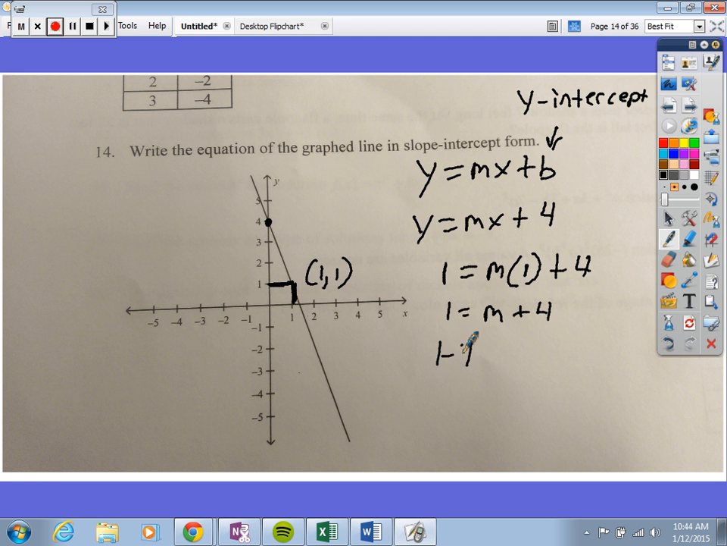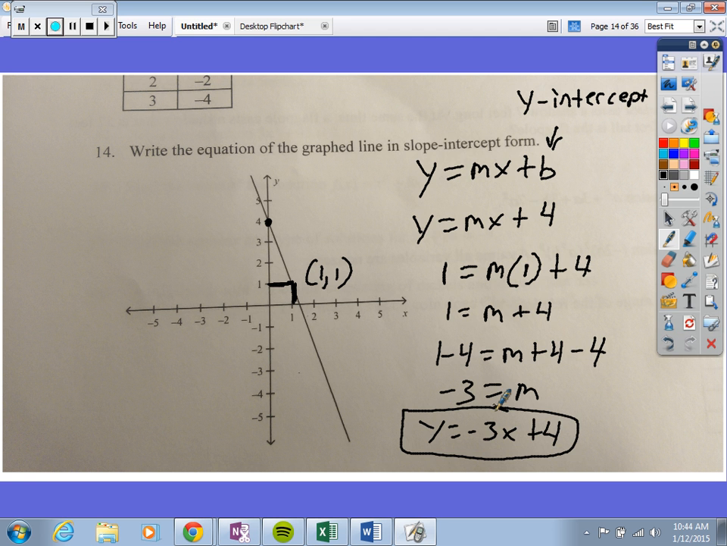So now I'm going to subtract 4 from both sides because I'm trying to solve for m. So I get negative 3 is equal to m. So I now have my slope. I have a slope of negative 3. So I can simply say y is equal to negative 3x plus 4. That would be your slope-intercept form for this graph line equation.